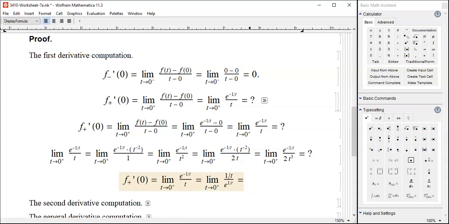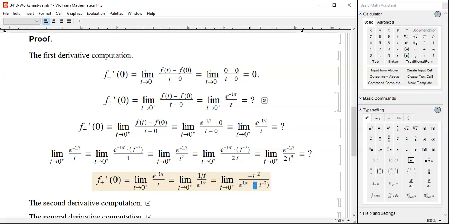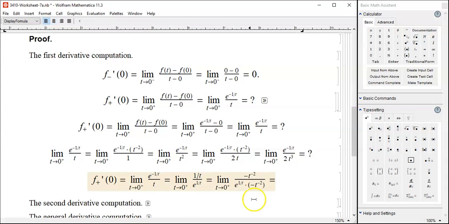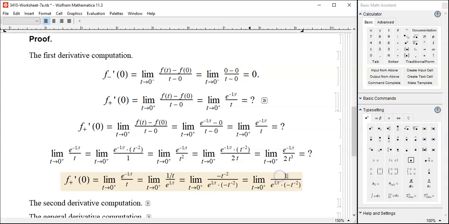What happens now? Well, derivative of this, negative t to the negative second power. How about this one? Exponential stays the same. And then we have to multiply the derivative of the inside, which is negative t to the negative second power. So what do you have? These two cancel each other out. And then we do not have the power part any longer. We just have an exponential.